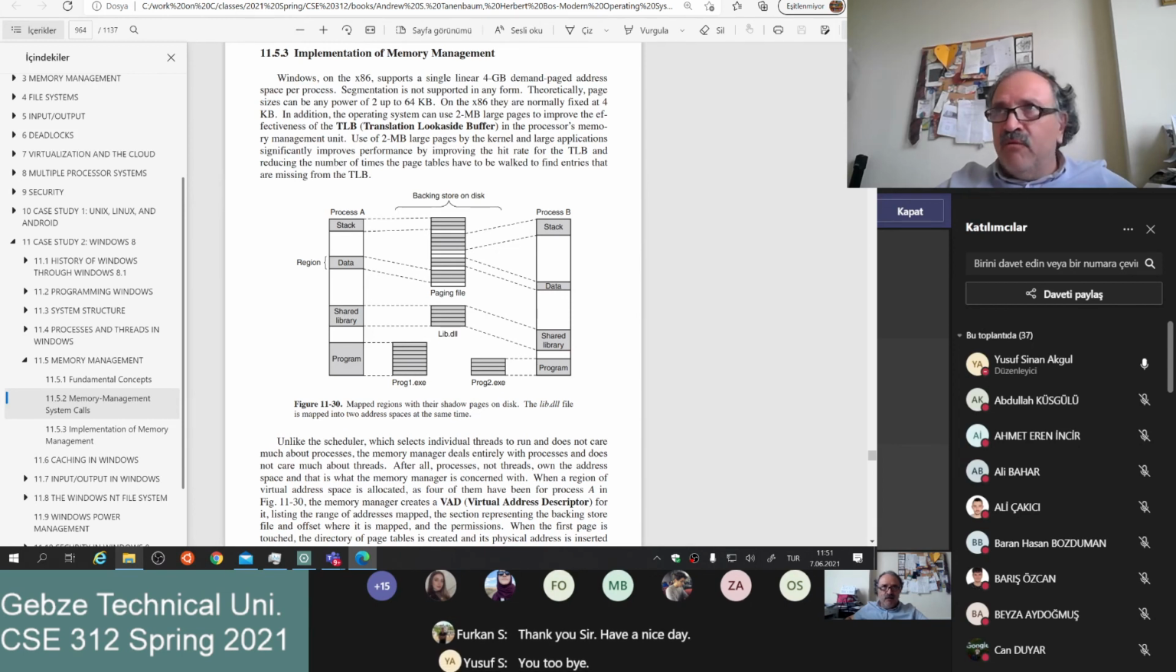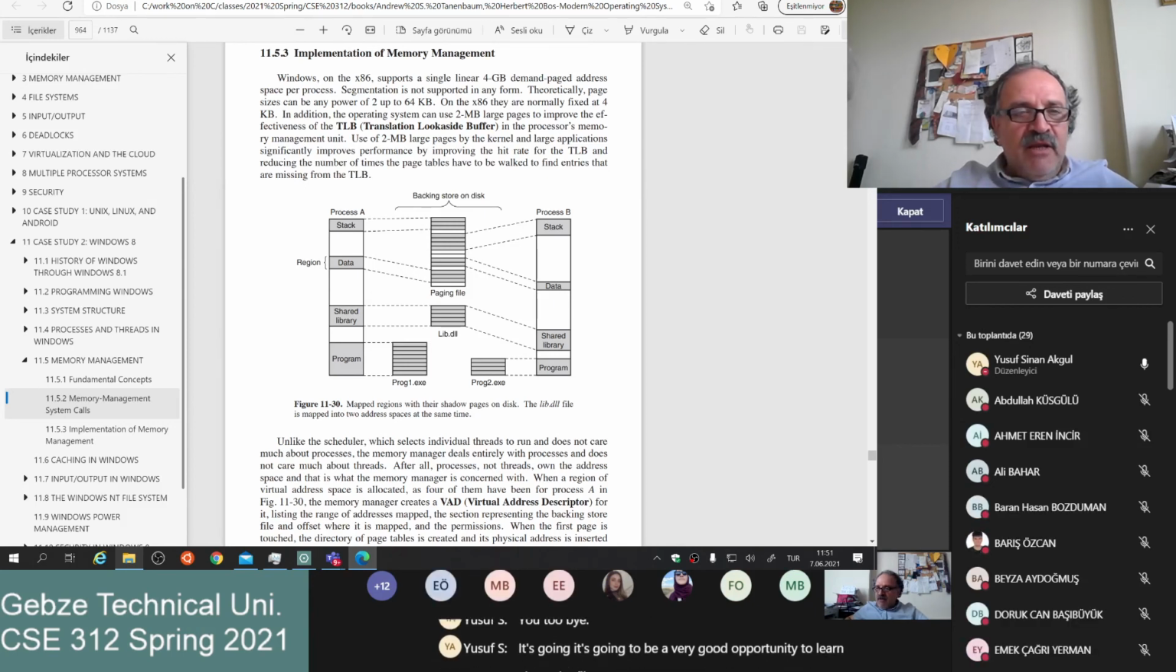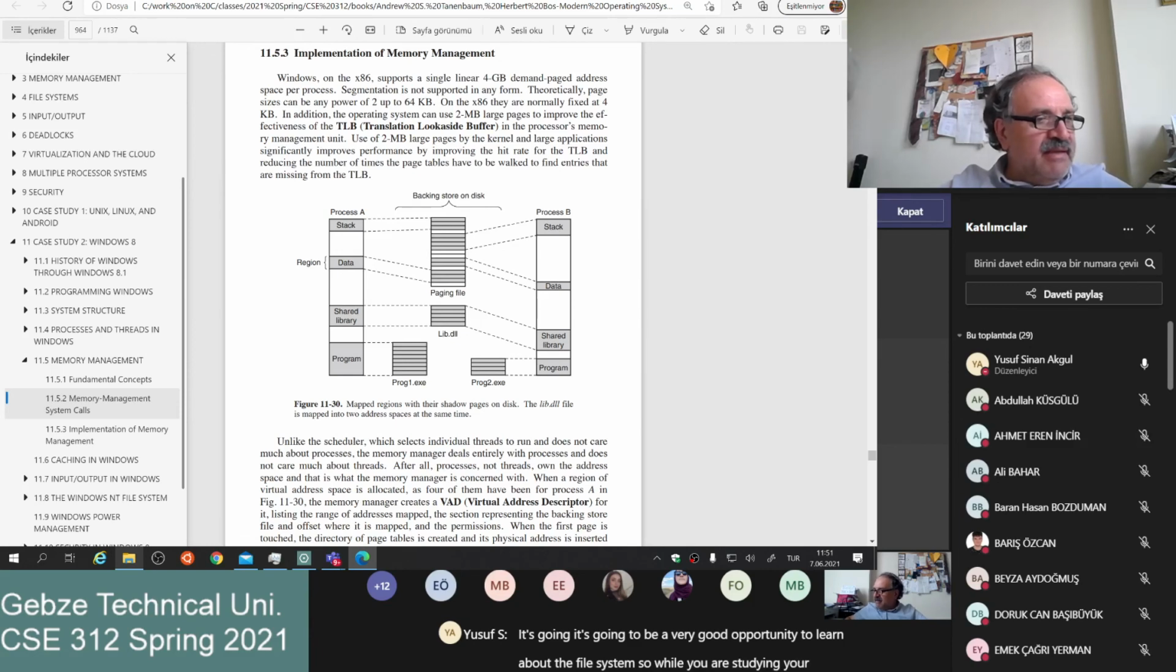Your final homework is not a very difficult one, but it will take some time, and it's going to be a very good opportunity to learn about the file system. So while you are studying your file system, you implement it, and you'll be fine.